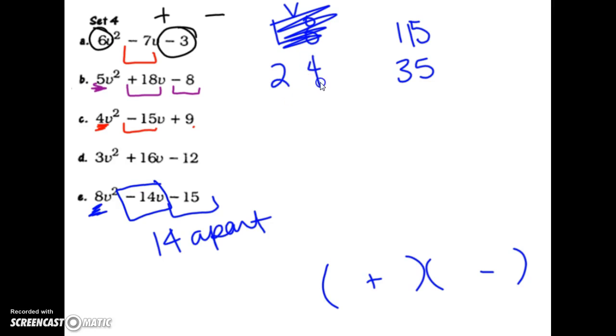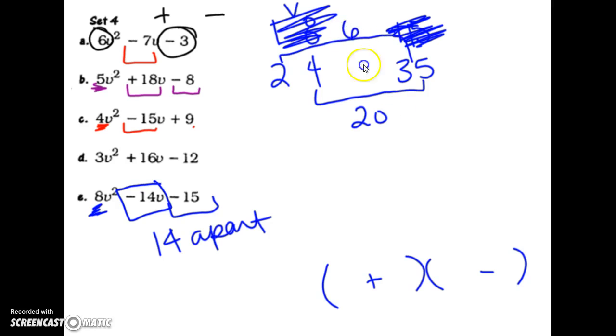14 apart. 2 times 15 is the smallest you get. That's 30. Well, that's not helpful either. So it's got to be these two. Oh, do you see it? Okay, if I do 4 times 5, that's 20. 2 times 3 is 6. Are these 14 apart? Yes.